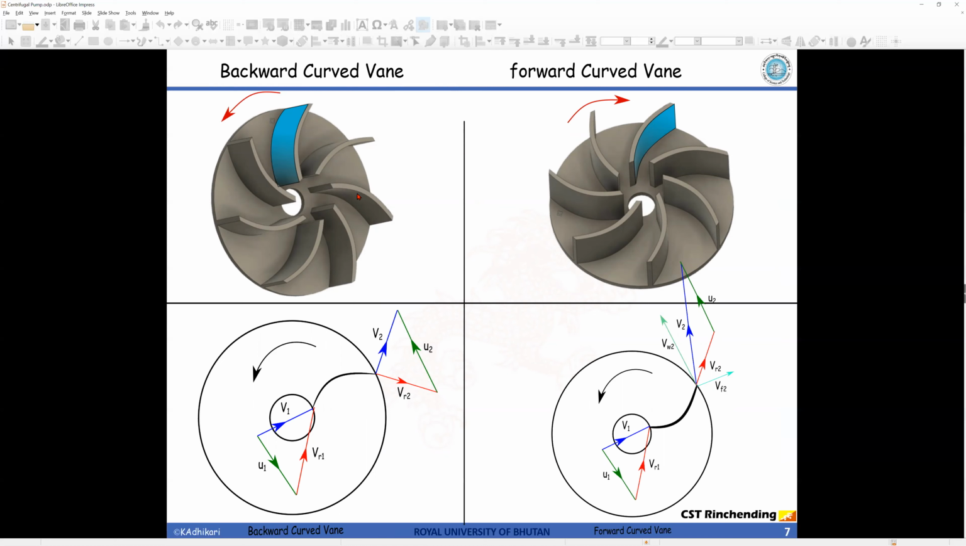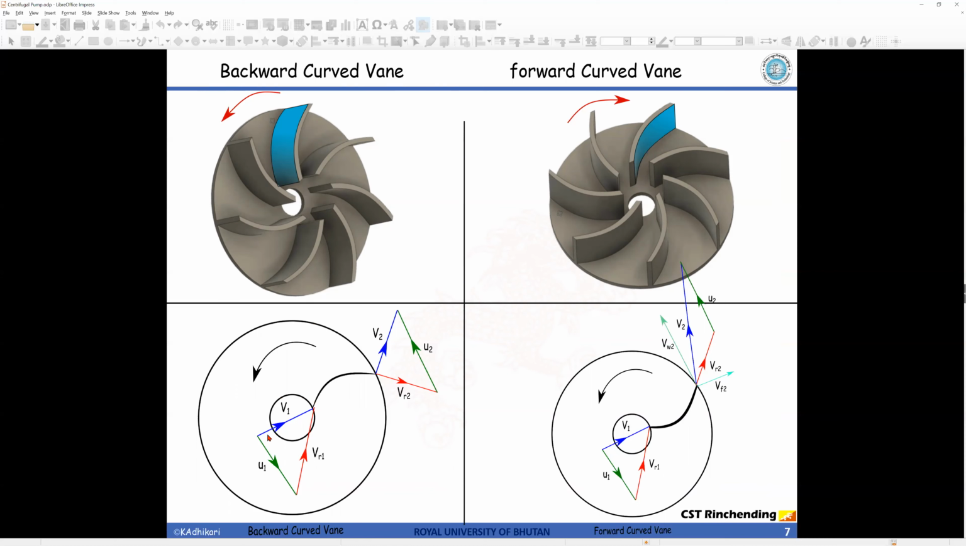Okay, now it's back. So this is the three-dimensional view of the impeller, and this is the center. The water will be thrown out, and outside this there is a casing. This is the layout of a backward curve vane, and this is for a forward curve vane. Both backward and forward are basically the same, but it depends upon the rotation. Notice that the inlet velocity triangle for backward and forward is the same.